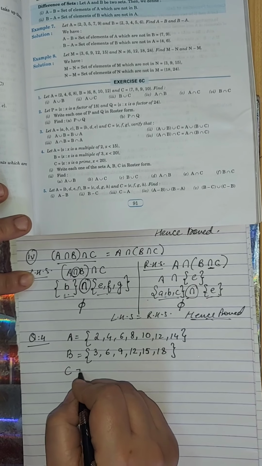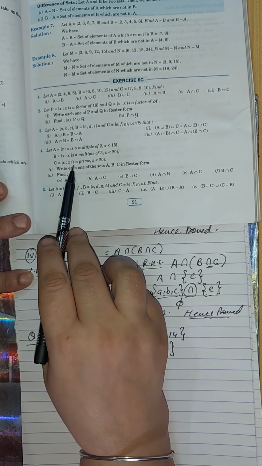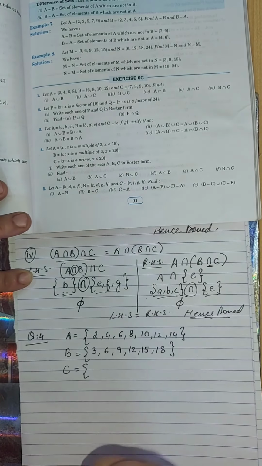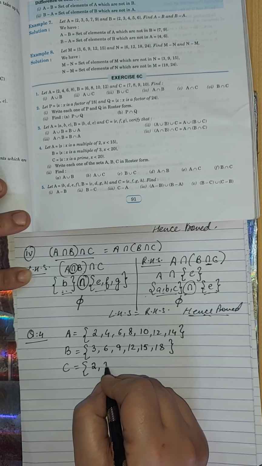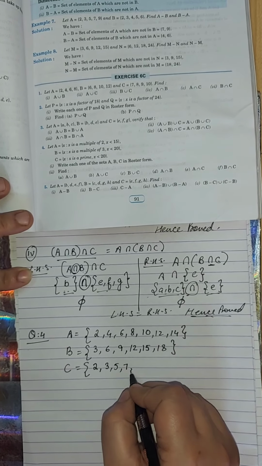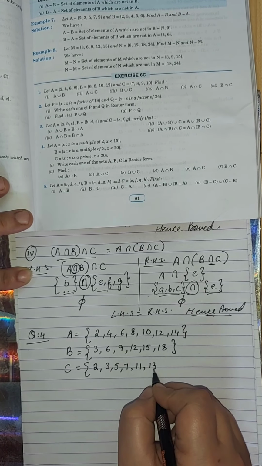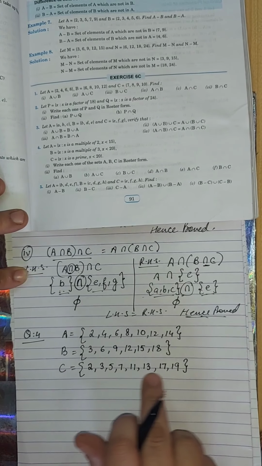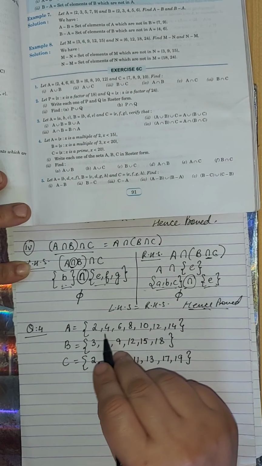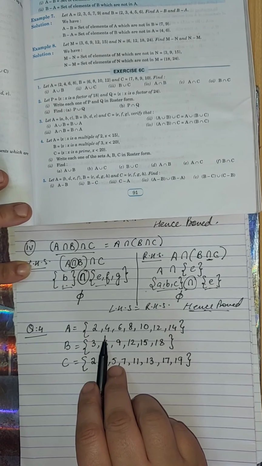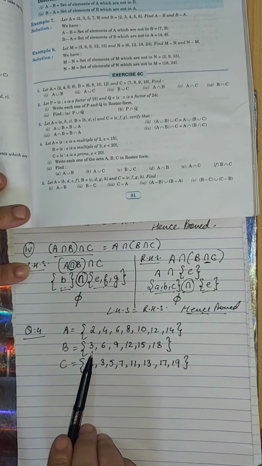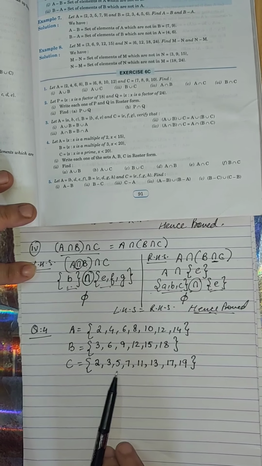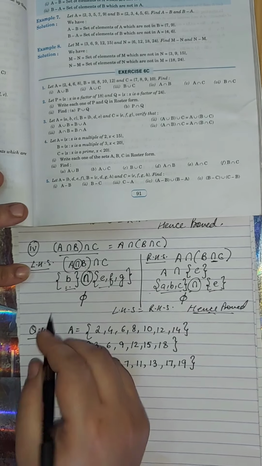Now we will take the C. C is given, x such that x is a prime less than 20. 20 से less prime numbers लेने. The prime numbers are 2, 3, 5, 7, 11, 13, then come 17, 19. These are the prime numbers. ये आपने लिया था multiple of 2 का table 15 से कम तक का. This set you have taken multiple of 3 less than 20. And in C set you have taken prime numbers less than 20. तो ये तो आपकी roster होगी.